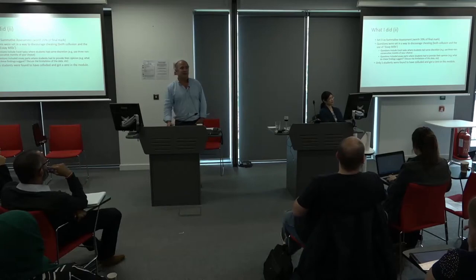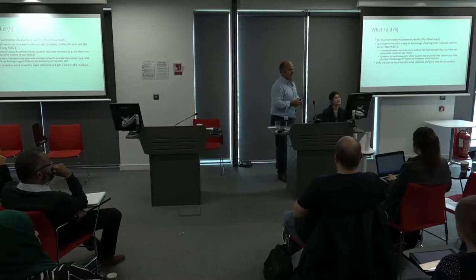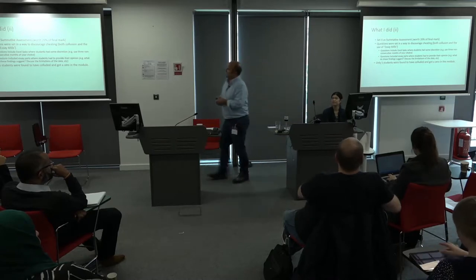And there was an interesting thing that happened. Only 5 students were found to have colluded. And they were given a 0. Not by me, I just had to assign them to the committee that looks into things. They decided to fail them on the spot and give them a 0. So it wasn't my decision. I thought it was a bit harsh because they were first year students. They were just collaborating, but it was something that happened.